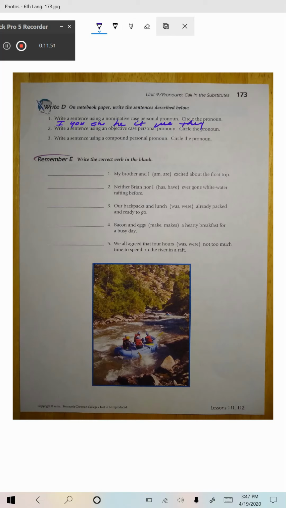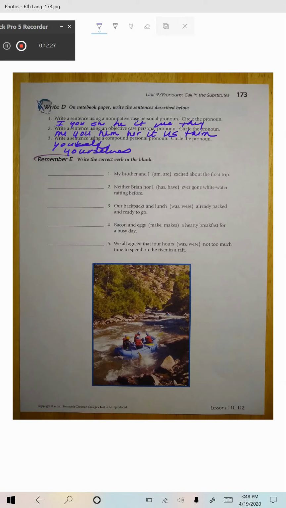Okay? Write a sentence using an objective case pronoun. So that would be me. You is also objective. Him. Her. It is also both. Us. And them. Write a sentence, write a compound personal pronoun. So you can use yourself. They're all on the other page. Remember, we can look over there. Or yourselves.